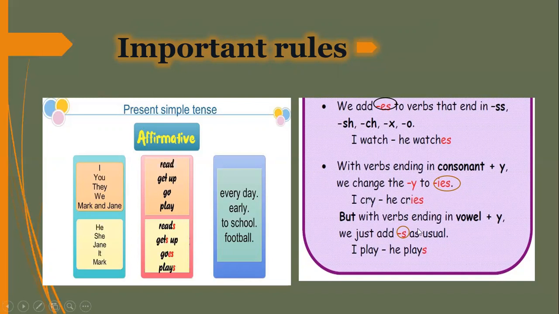If the verb ends in a vowel plus y, like play, we have y that is preceded by a. A is a vowel, okay? So we only add s. We don't change y into i. Why? Because it is preceded by a vowel. So here we have these important rules. You are not going to forget them.